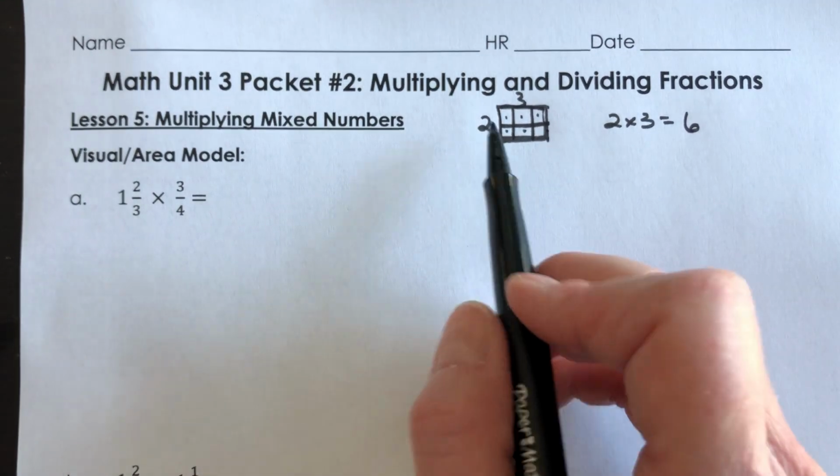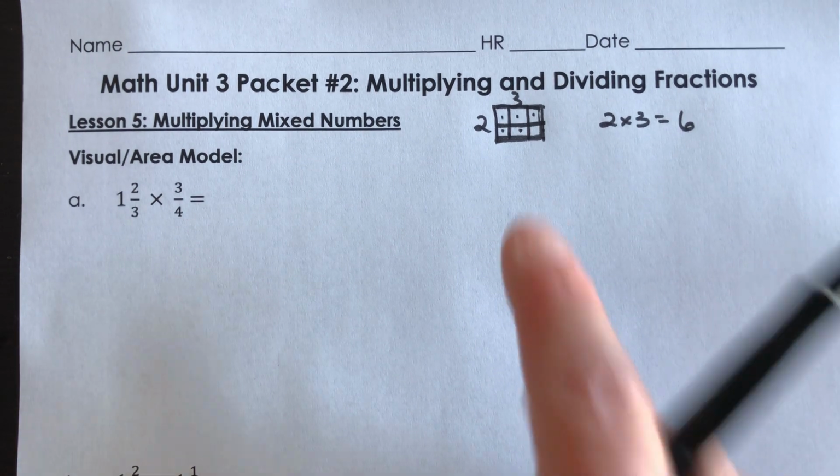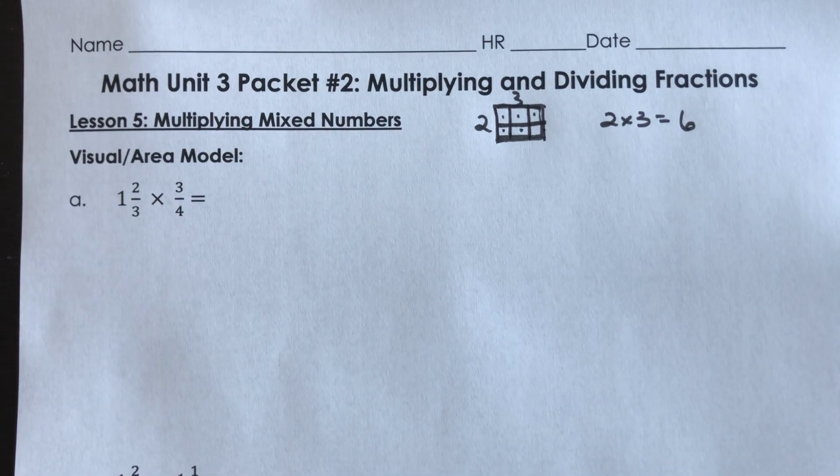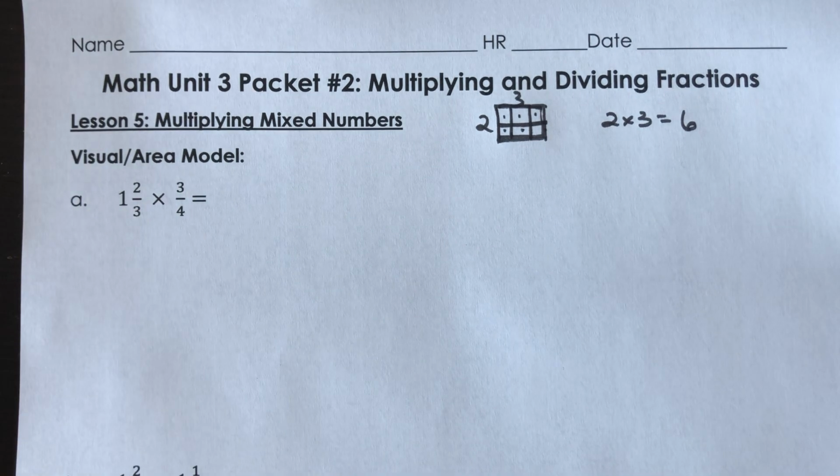But now, instead of taking 2 times 3, we're going to take 1 2/3 times 3/4. But we're going to use this same model to help us. It's like the length times the width, okay? And this is very similar to when we multiplied a fraction by a fraction, except 1 2/3, we're going to have more than one whole amount.